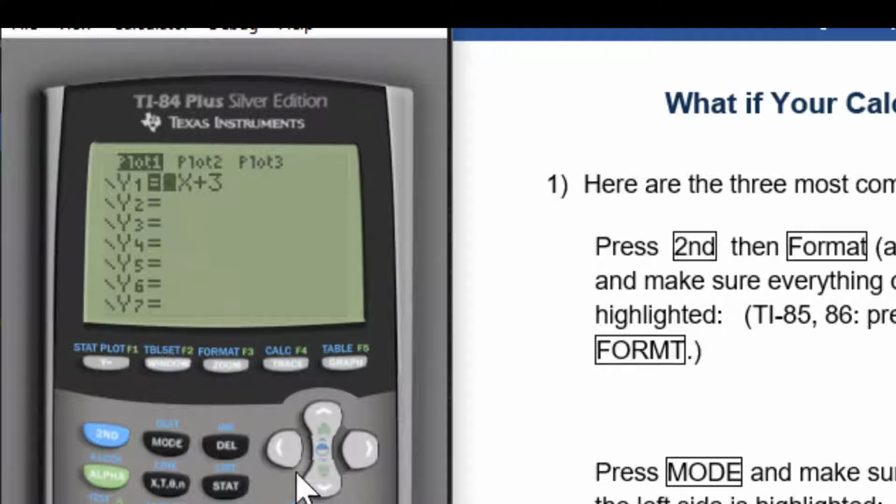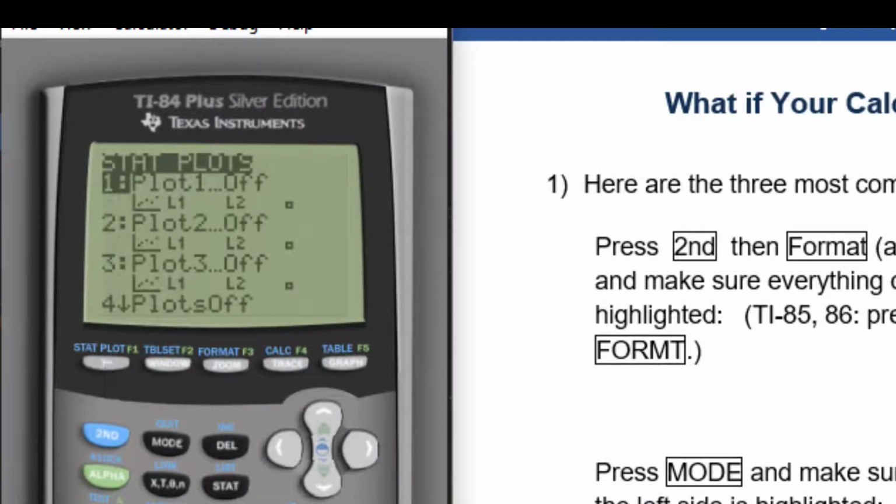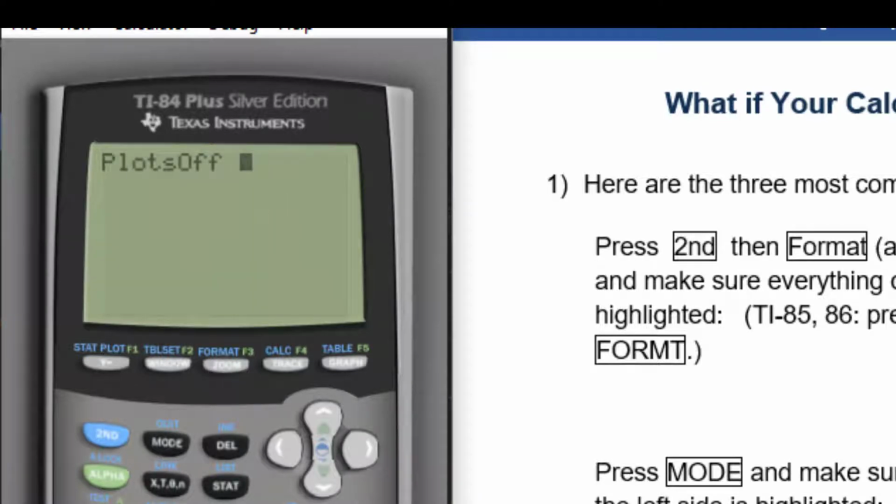There's two different ways to deal with this. I could go up to plot 1 and press enter, and that turns it off. Now that it's not highlighted, it's turned off. The other way to do it is to go second stat plot, above the y equals key, and then choose number 4, plots off, press enter to make it happen, and now I can graph anything I want, no problem.